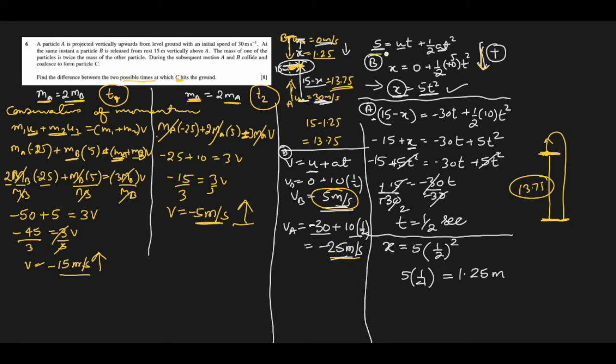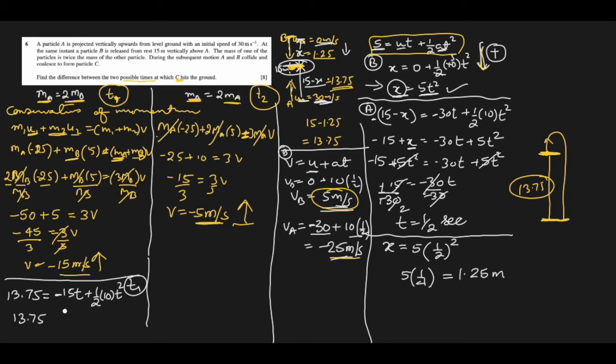And we will use again the same formula for displacement, this one. So again we will use this situation first for T1. My aim is to find T1, okay? So S is 13.75, downwards positive, because we said that everything downwards is positive, equals ut. Now u is upwards, minus 15t, plus half a, which is again downwards, 10t squared. So what do we get here? 13.75 equals minus 15t plus 5t squared.